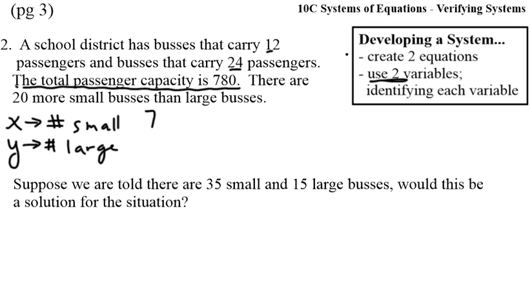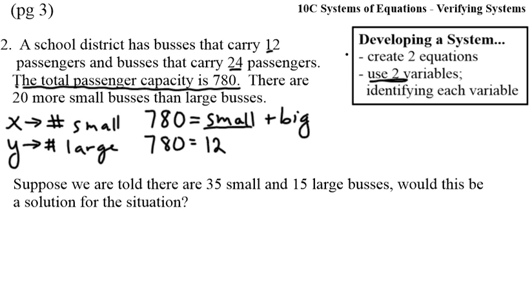Well, if there's 780 students, we know that we have some students on small buses and we have some students on big buses. Well, we don't know exactly how many. How many students would be on small buses? Well, we're not sure, but we do know there would be 12 students on every small bus. So 12 times, is it 2 buses or 3 buses or 4? We don't know, so there's our x. 12 students times however many small buses there are.